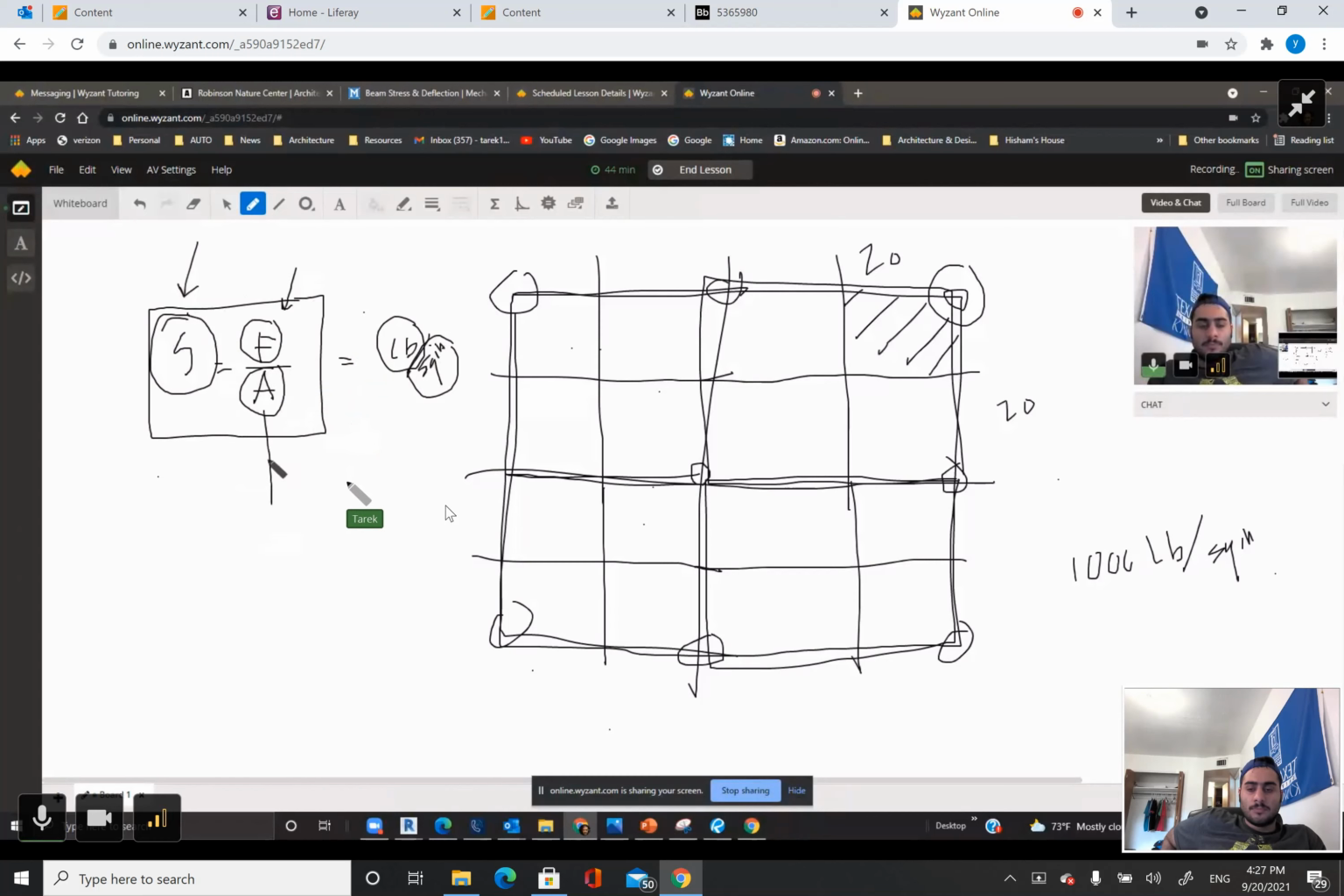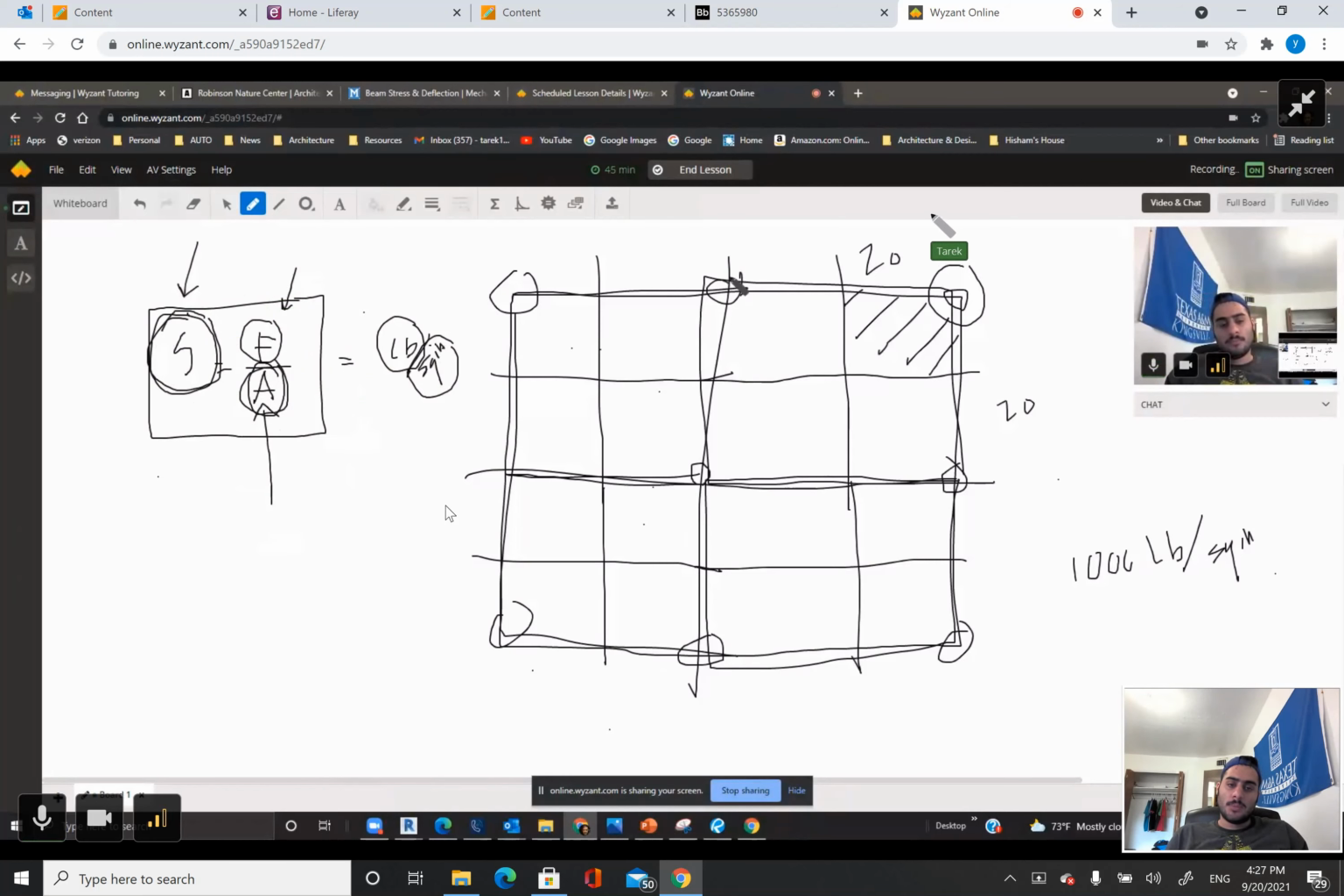And then based on that area, I can go to a table and find a beam or a column that has that area, and then that's the column that I'm going to use in the plan. Does that make sense? Oh, yes. So based on the stress formula, I can determine how big the column needs to be.